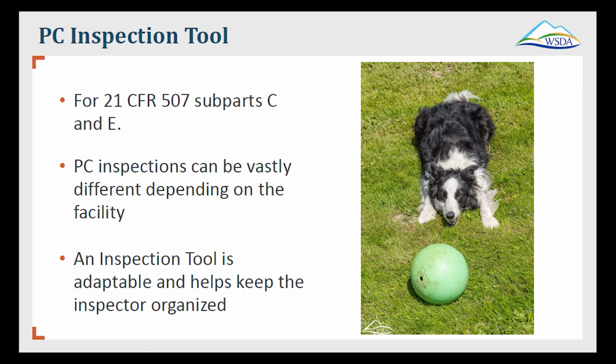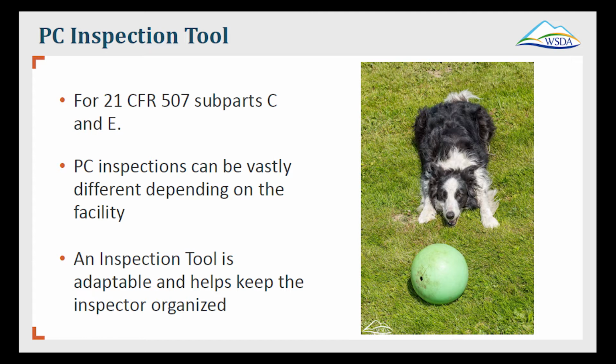So for subpart C and E, which are the preventive controls part and the supply chain program, we went a little bit different route than a checklist because PC inspections will vary a lot more than a cGMP inspection. We went with an inspection tool. So this tool is much more adaptable than a checklist, and it's utilized however the inspection leads, or however the inspector's flow is aligned, and then to keep the inspector organized.